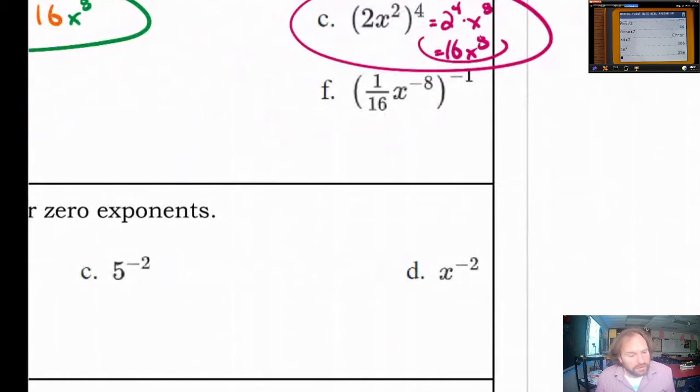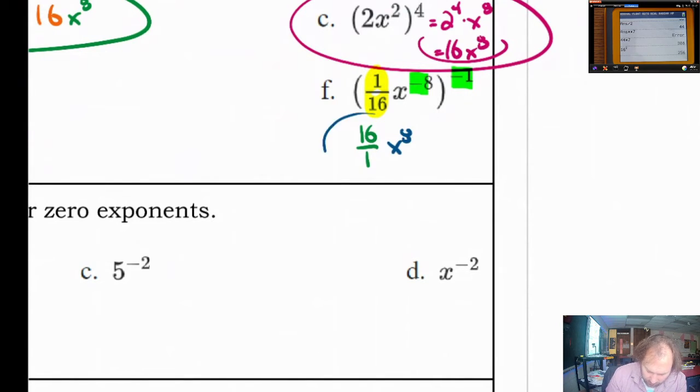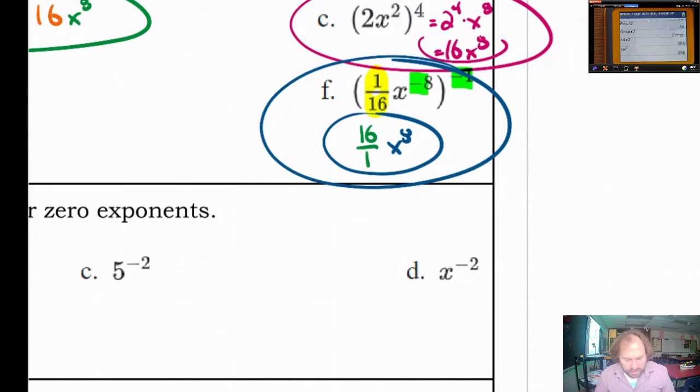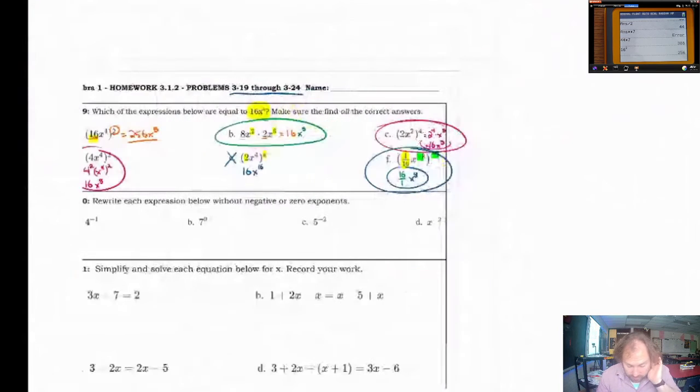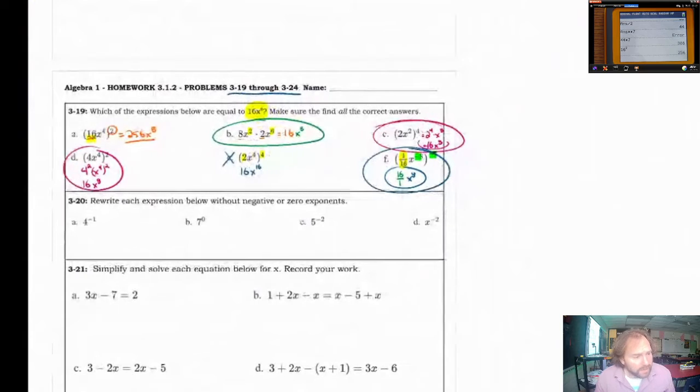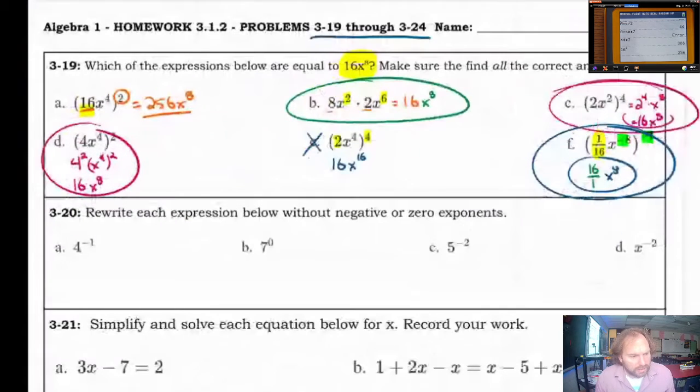And then question F. This is probably the most difficult one. Raising to the negative first power takes the fraction 1 over 16 and flips it upside down to make it 16 over 1. And then if you do negative 8 times negative 1, it makes it x to the 8th power. So that is also a yes in this case. If I zoom back out, looks like we have B, C, D, and F. Make sure you got some sort of understanding as to why that is, though.